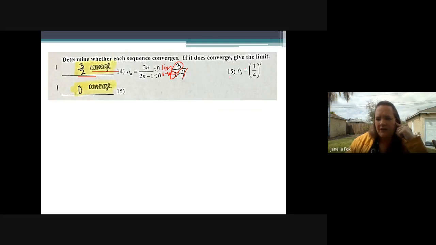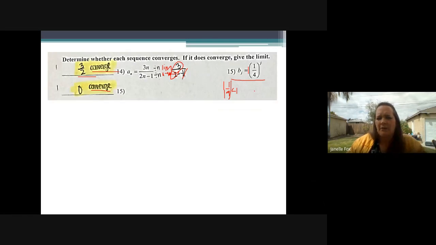Now, this one over here for number 15 is actually just a geometric sequence. It is a 1/4 to the j power, and I guess there's a 1 in the front. Whenever the common ratio r is less than 1, it will totally converge. So this one definitely converges because 1/4 is in fact less than 1, in absolute value. But how did I know that it converged to 0?